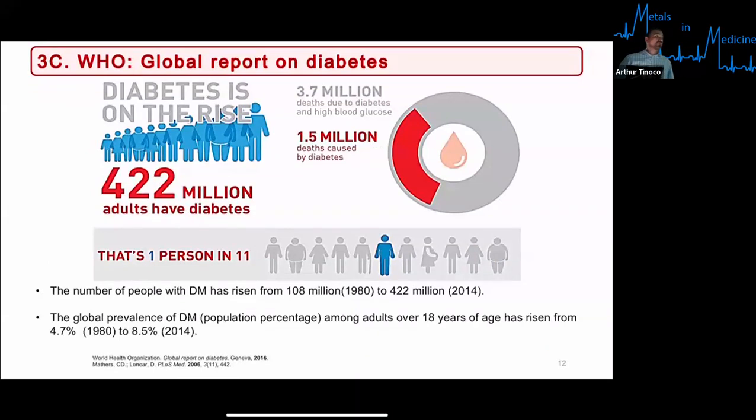And the global prevalence of diabetes, a population percentage among adults over 18 years of age, has risen from 4.7% to 8.5%. So again, an older statistic, but one that's still heavily cited just because of how stark the increase in the number of people with diabetes is. That gives you a perspective of about 1 person in 11 having a diabetes condition.